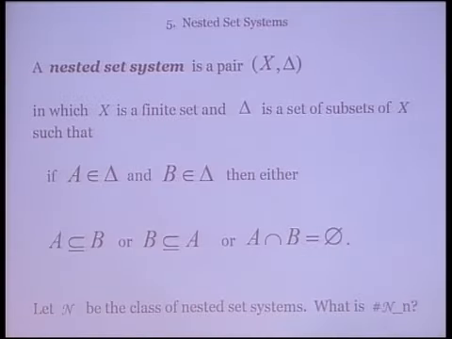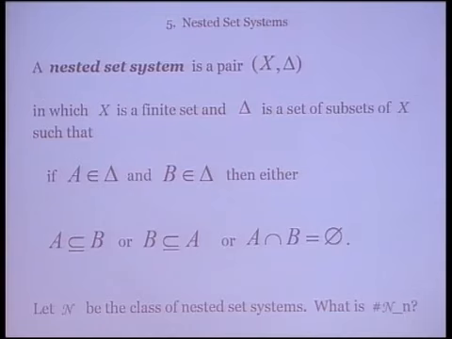So this is an interesting and non-trivial class of structures. A nested set system is a pair X, delta. X is just there so you can recover the vertex set. And delta is a collection of subsets of X with the following property, that the sets don't cross one another. Any two sets A and B in delta, one is contained in the other or else they're disjoint. So the sets are nested within one another. They never cross non-trivially. So let N be the class of nested set systems.